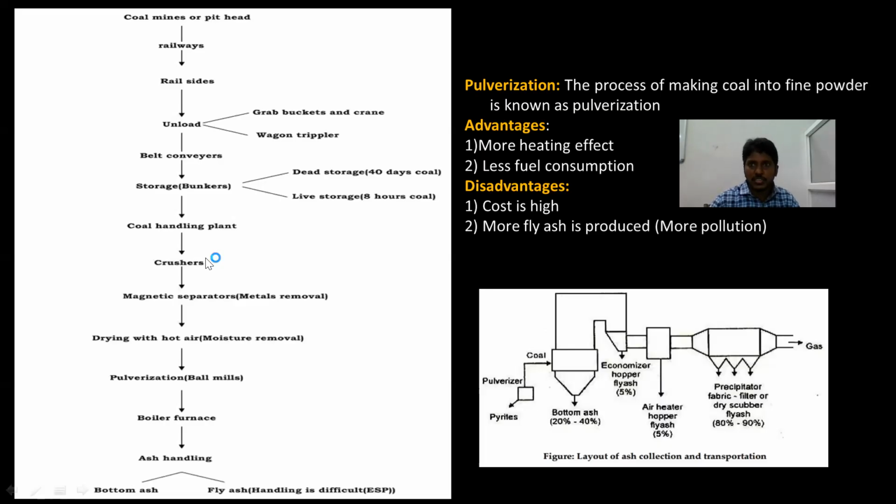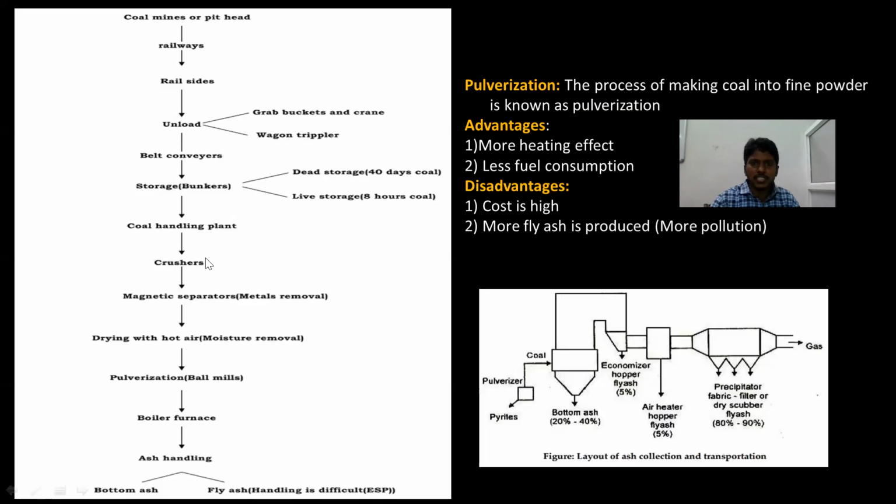Then it will go to drying, hot drying with hot air, where moisture, the water content inside the coal, is removed. Some wetness will be there because we are taking it from the earth. Definitely it consists of some moisture, so we need to remove it. We can dry it with hot air, and then the moisture will disappear. Then we'll send that dried coal to the pulverization mills.